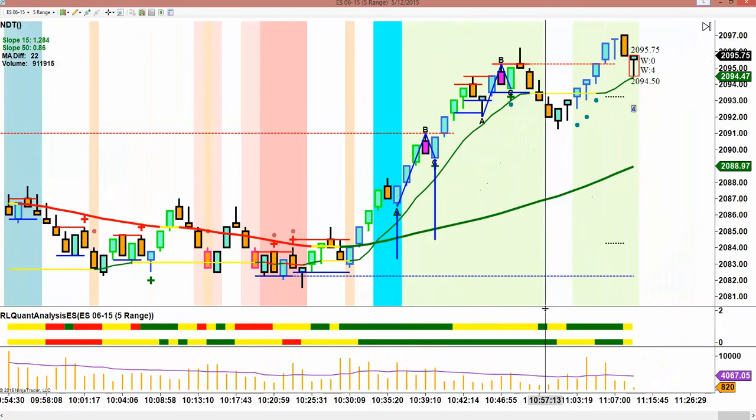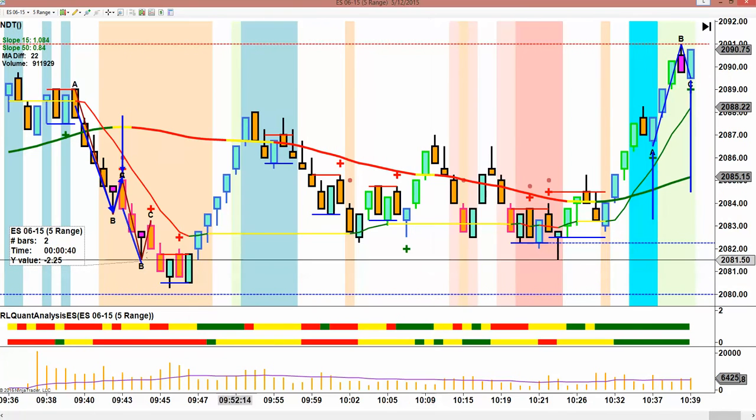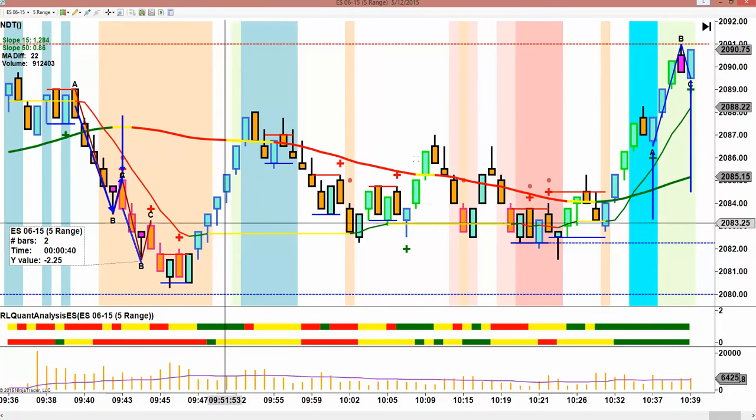So these were two additional winners if we would have continued to trade. As it was, I missed this 9-tick short trade. So we had nothing on the ES.